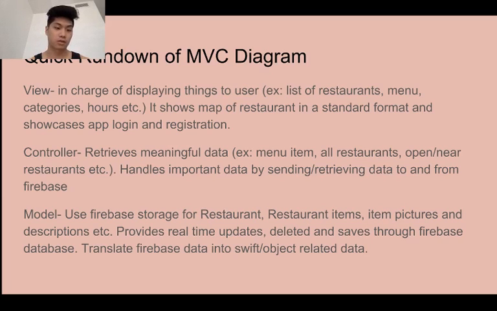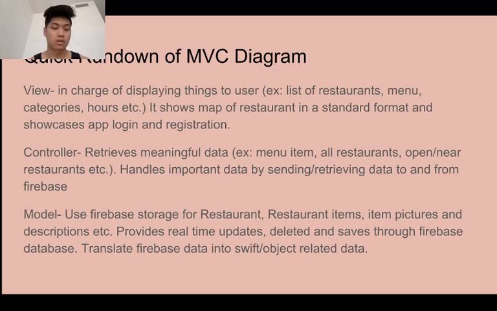Now for the controller, it retrieves meaningful data. For example, menu items, all restaurants, open or near restaurants, things like that. It also handles important data by sending and retrieving data to and from our Firebase.